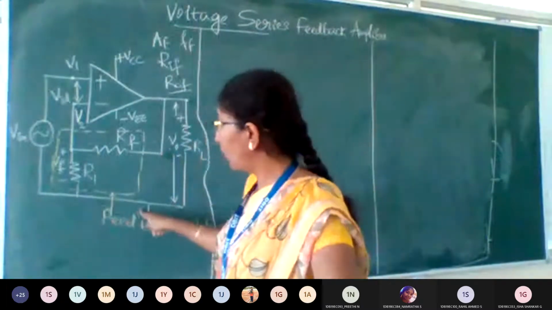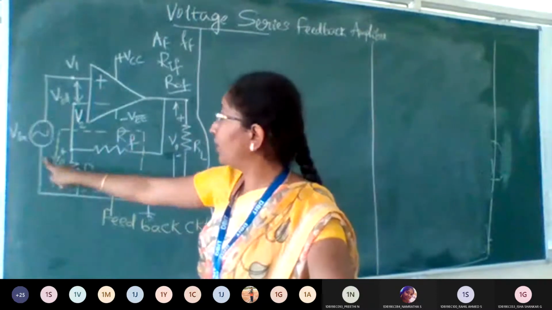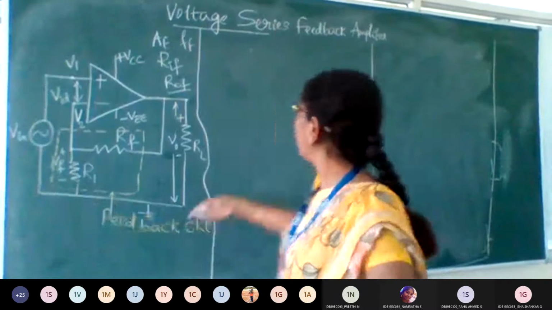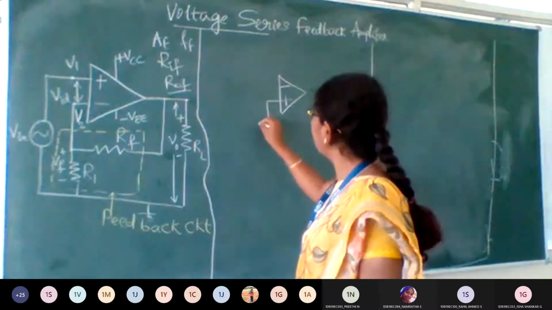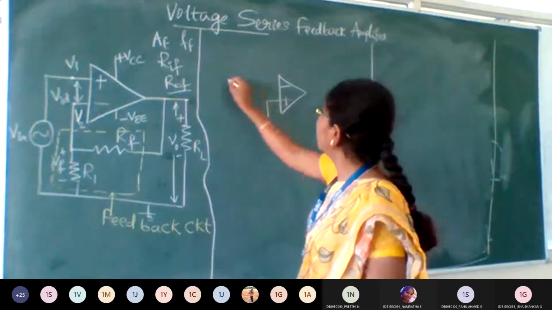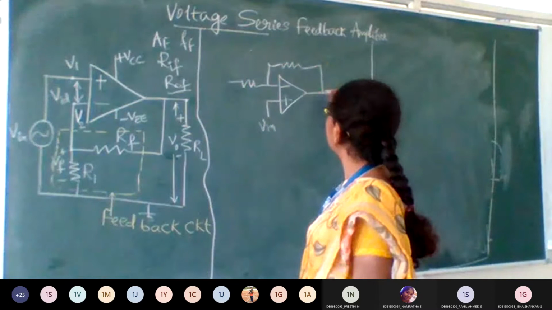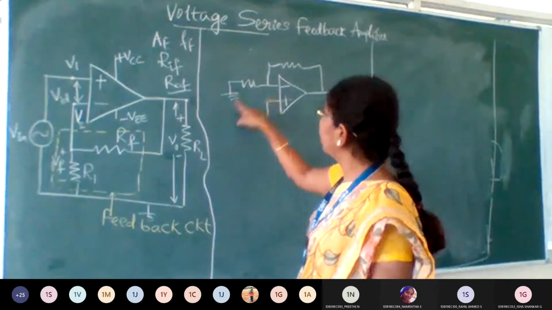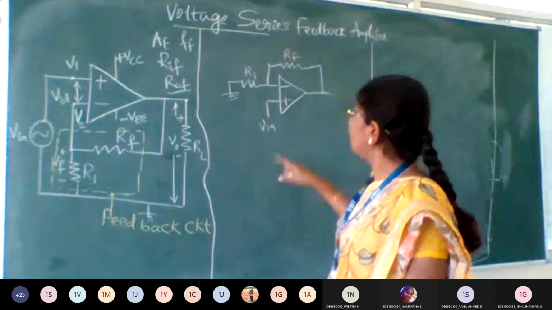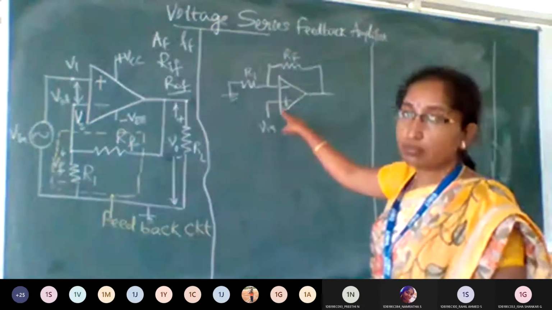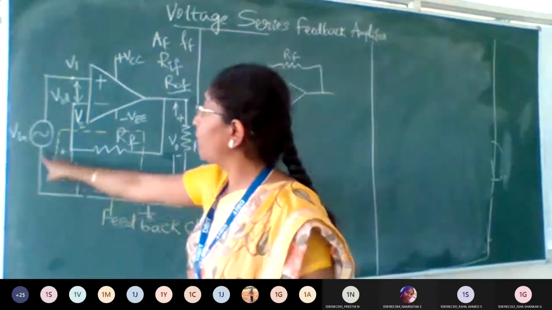They have made a common ground. Vin, one terminal is connected to the positive, and the other should be grounded. Here also it is grounded. If I write it like this, it is easier for you. They are giving input to the positive terminal. It is the same circuit you have come across: the negative terminal goes through R1, which is grounded, and this is RF. You are giving input to the positive terminal. Same circuit, just observe carefully: R1 grounded and Vin ground.